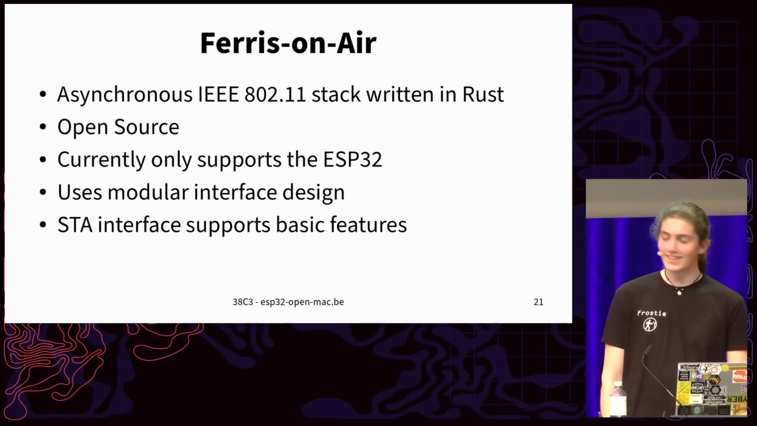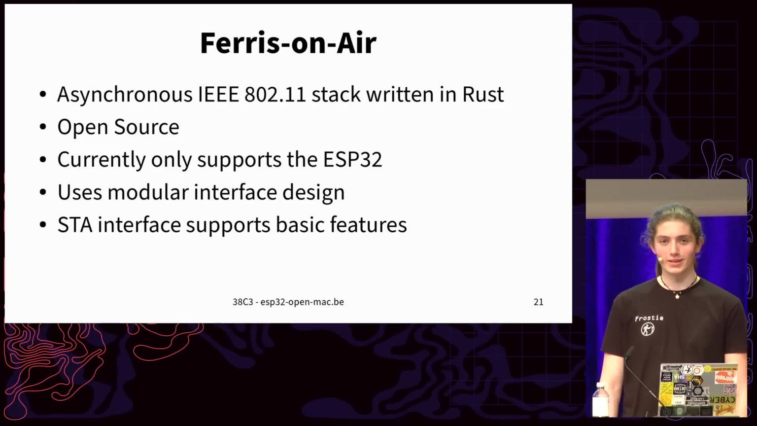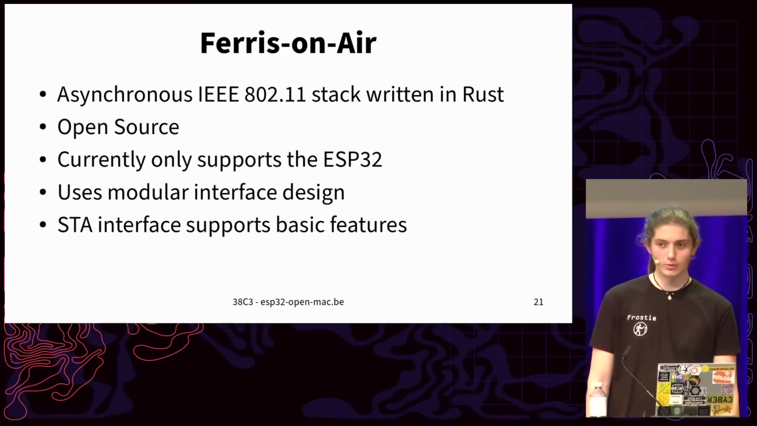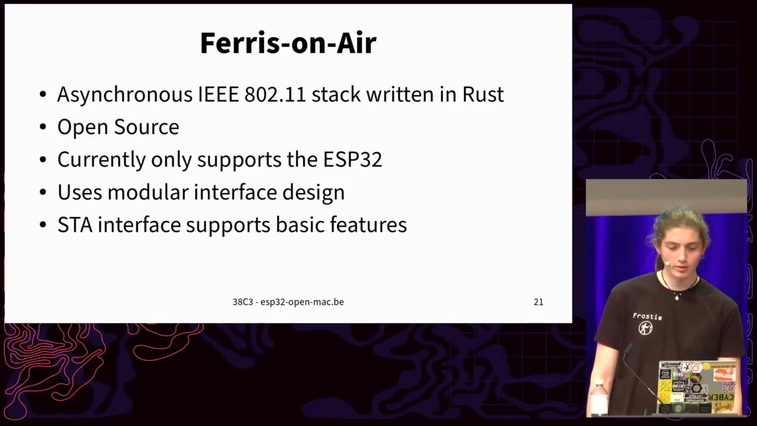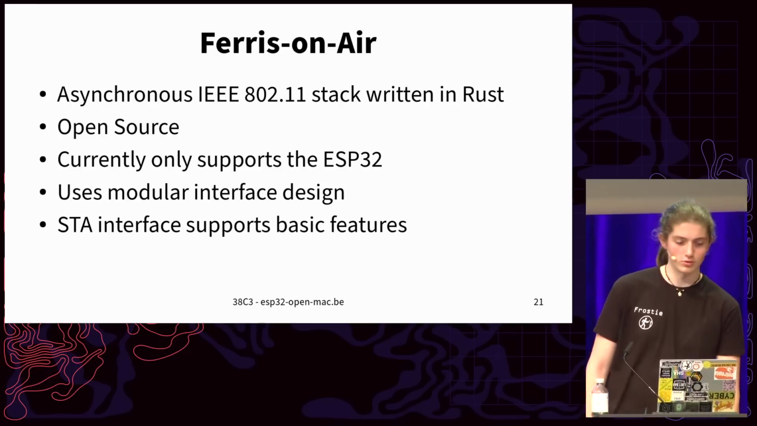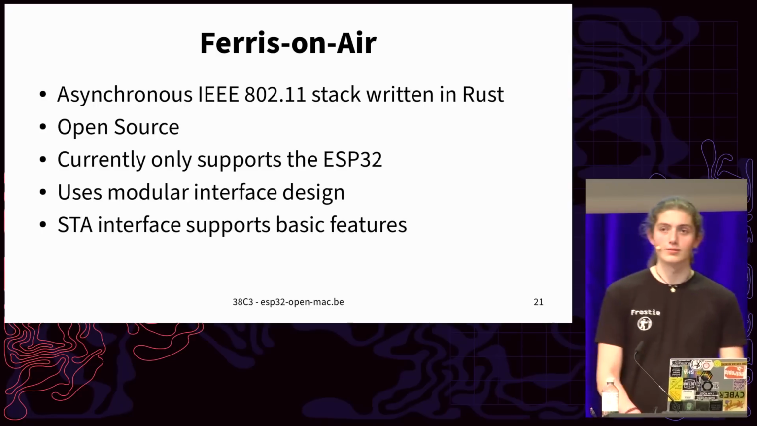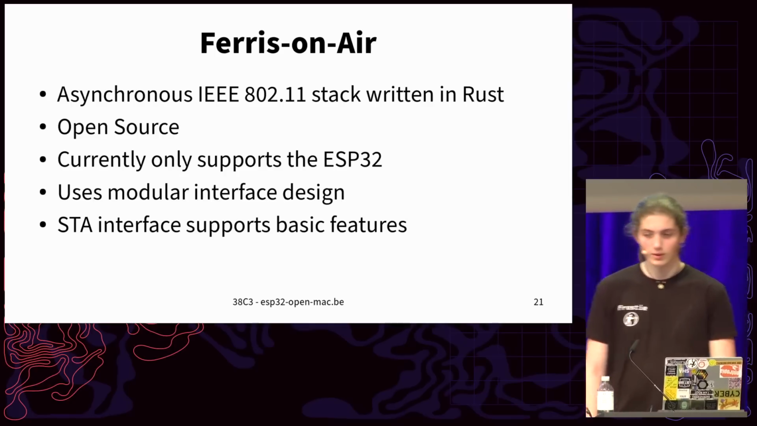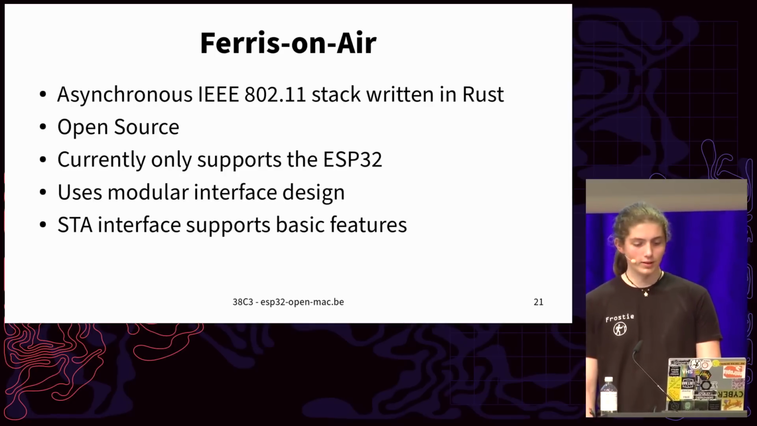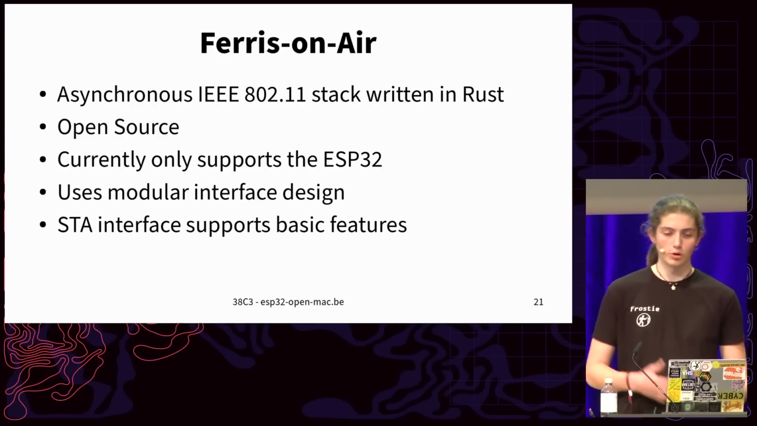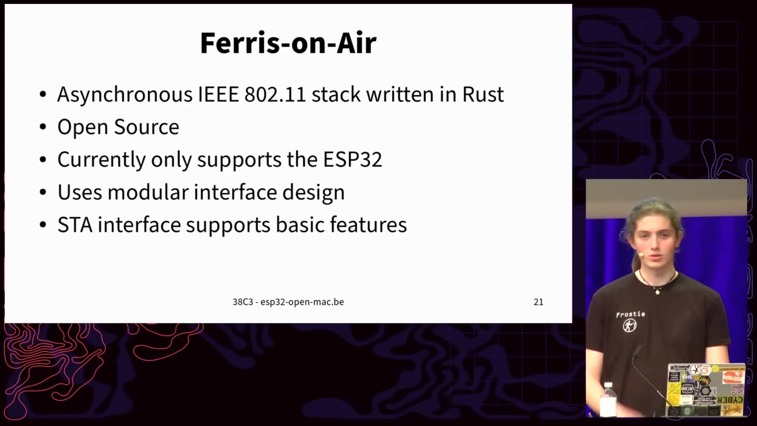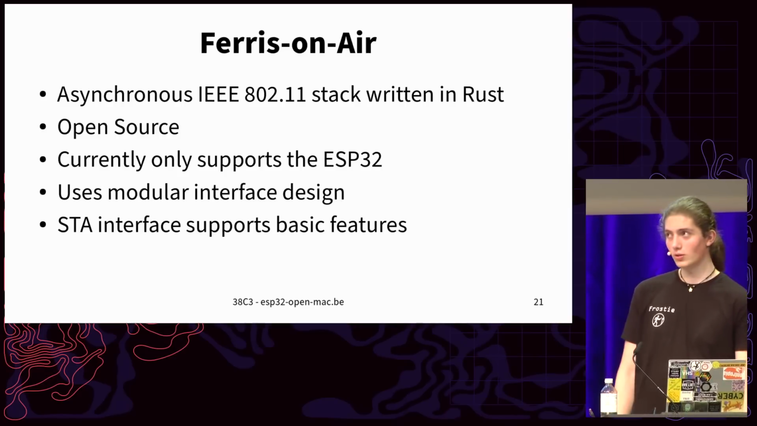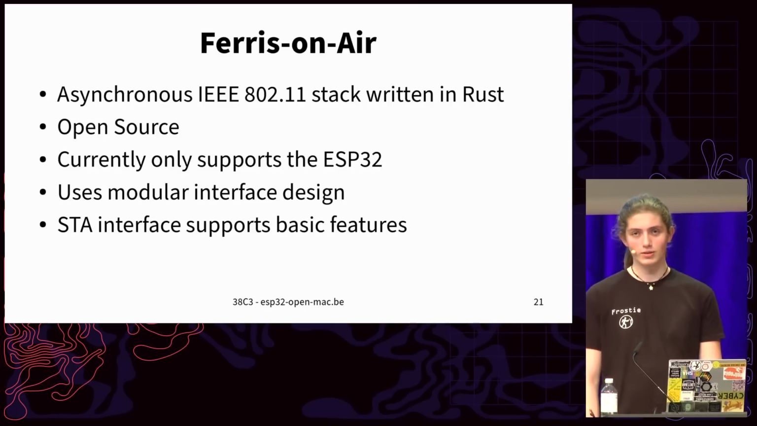And this is Ferris on Air. It's an asynchronous IEEE 802.11 stack written in Rust. It's open source. You can find it in the GitHub organization of ESP32 OpenMac under the name FOA, which is just the shorthand term I will use for now. And it only supports the ESP32 for now, because we have not reverse engineered any other chips yet. And it uses a modular interface design, which allows us to implement the different operating modes like access point, station, mesh, independently from lower parts of the stack. For now, we only have a station interface, but we have more to come.